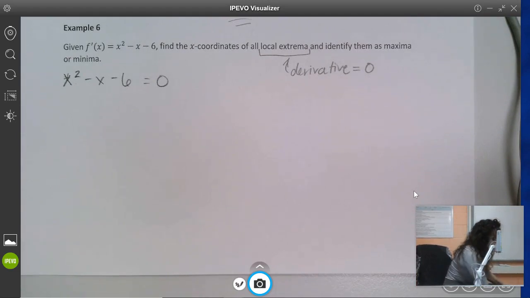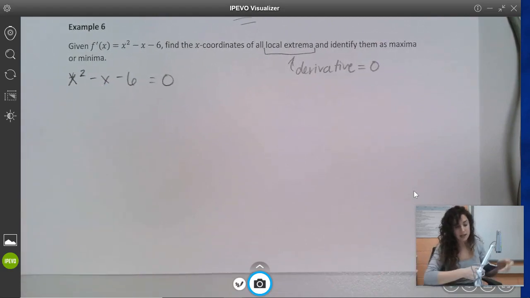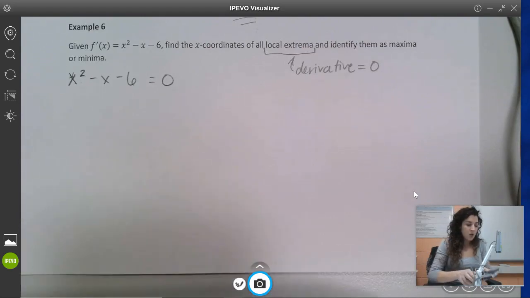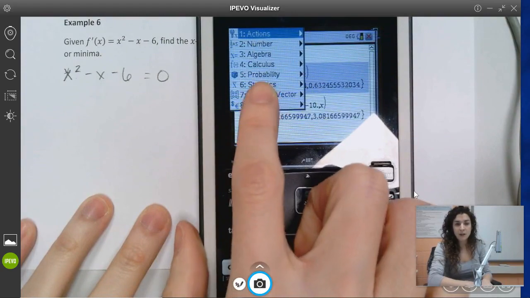So what we have is we could factor it, right? We're looking for two numbers that multiply to negative 6, and subtract to negative 1, which would be negative 3 and positive 2. We could also use where our numerical solve is in our calculator.